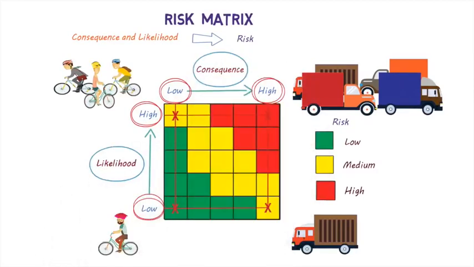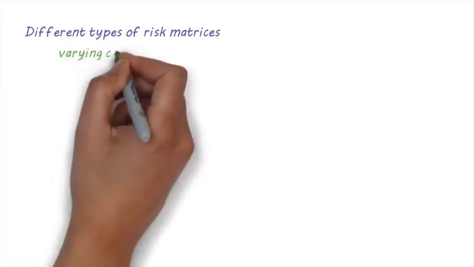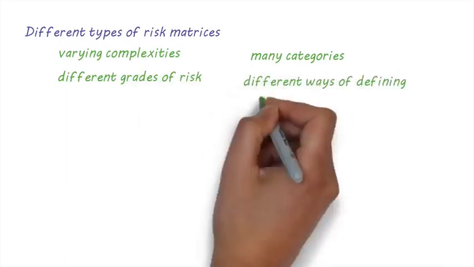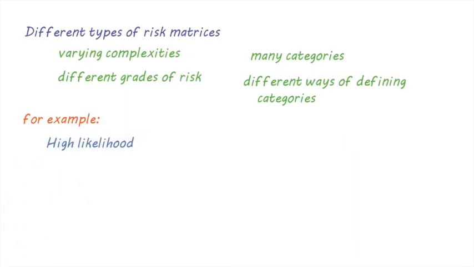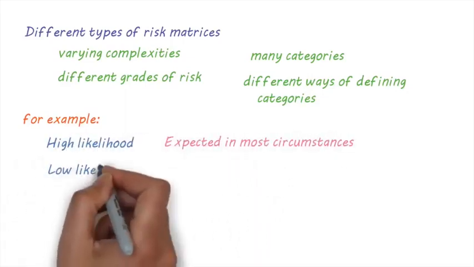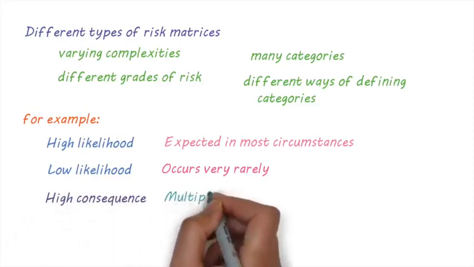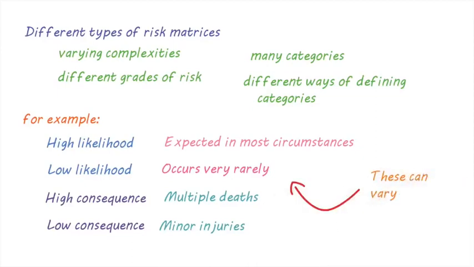So that's how a risk matrix can be used to determine the overall level of risk using an assessment of likelihood and consequence. There are many different types of matrices in use with varying degrees of complexity. They can have many categories and different grades of risk. They may also have different ways of defining categories of likelihood and consequence. For example, a high likelihood may mean that it's expected to occur in most circumstances, and a low likelihood may mean that it may occur only very rarely, such as once in 100 years. With consequence, a high consequence may mean multiple deaths, and a low consequence may mean only minor injuries. So, the risk matrix and the categories that are used can vary, and therefore should be relevant to the situation and context in which the risk assessment is done.